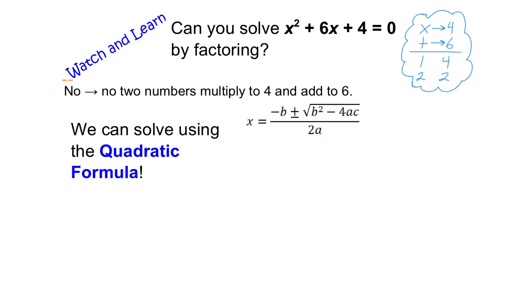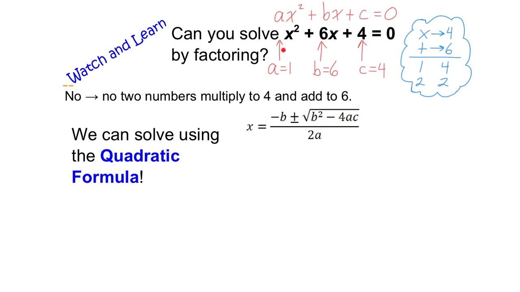Well, good thing we know the quadratic formula, because we can solve this equation using the quadratic formula. As a reminder, this was what the formula was. X is equal to negative b plus or minus the square root of b squared minus 4ac, all of that divided by 2a. Sounds complicated, but it's really not too hard. Remember, we need to have our equation in standard form equal to 0, and that's what we have right now. A is equal to 1, B is equal to 6, and C is equal to 4 in this equation.